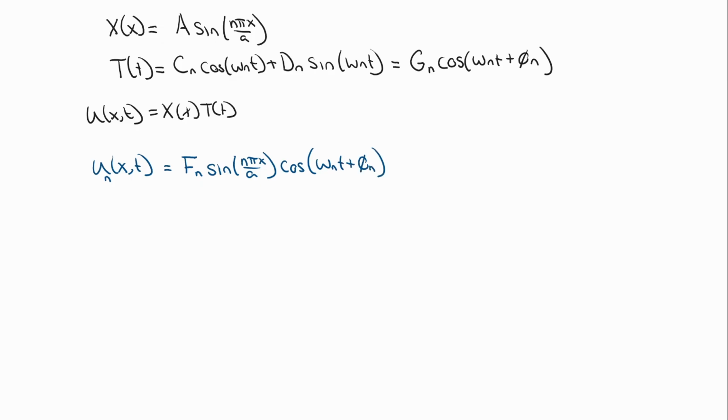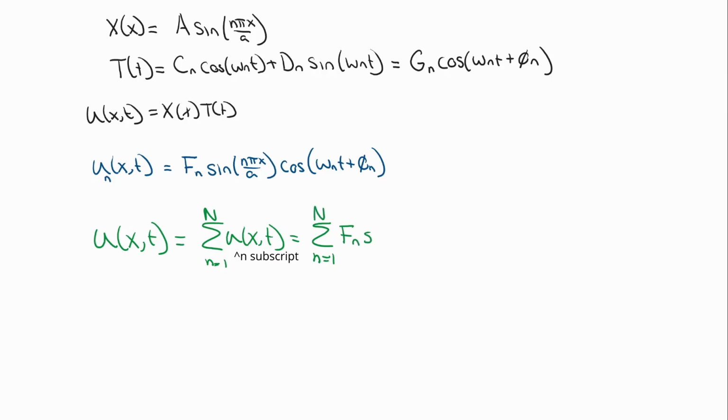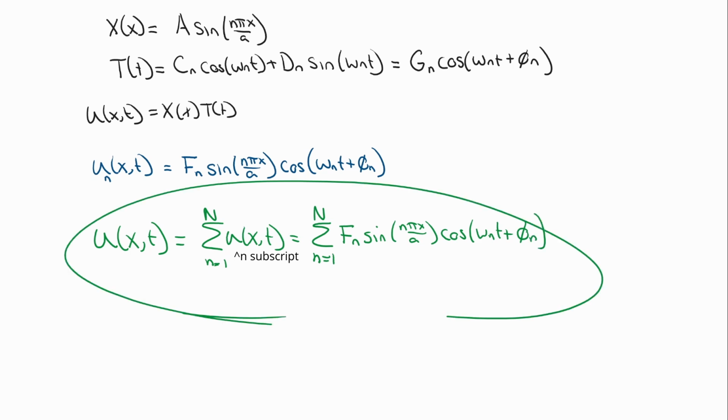And so this is one solution, but as we remember from before, the most accurate solution that describes the whole function of wave disturbance is equal to the sum of all of these solutions from n equals 1 to infinity, or to capital N in this case, if we're just counting a certain number of normal modes. That is the sum from n equals 1 to N of f of n sine n pi x all over a cosine omega n t plus phi of n. This is our actual solution for our vibrating string.